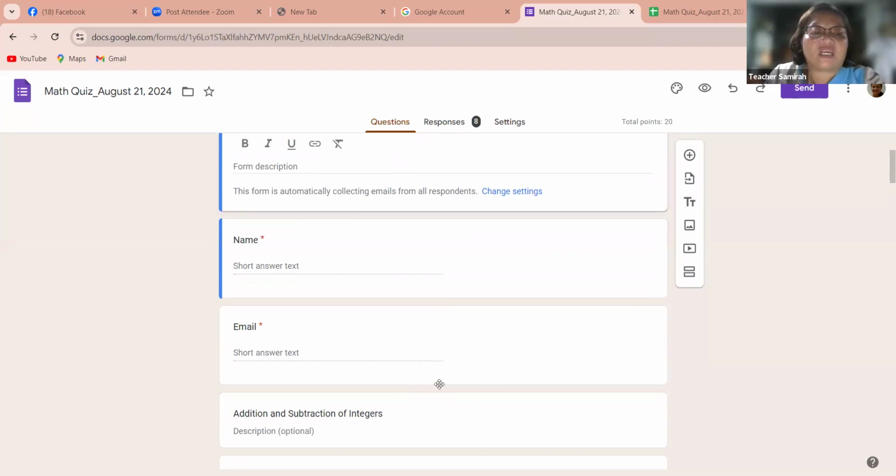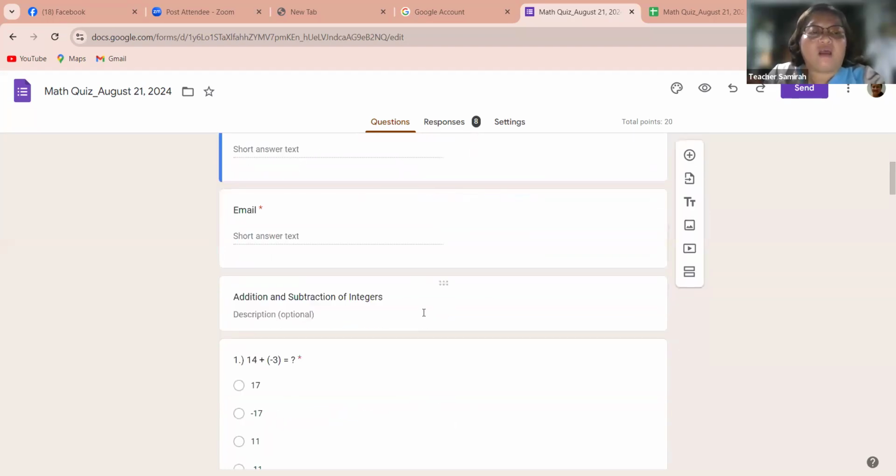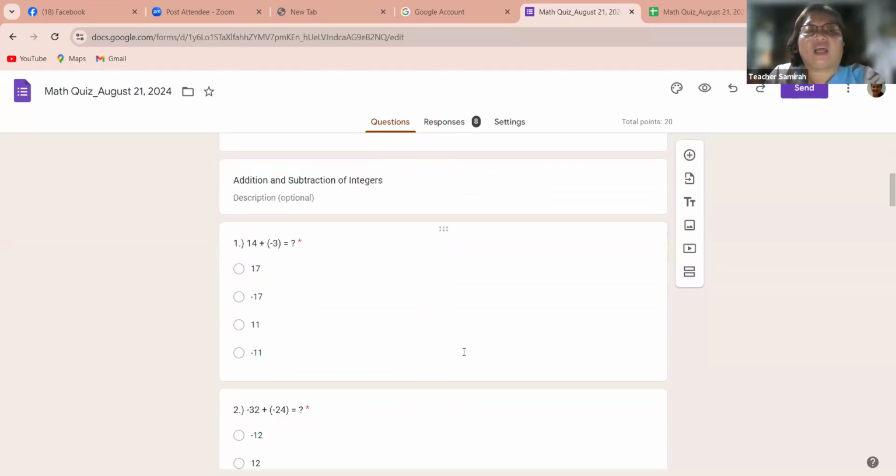So this is all about the math quiz and the quiz was all about the integers, the operations regarding integers. The first part of the quiz is all about the addition and subtraction of integers. We were able to discuss the different rules regarding the addition and subtraction of integers as well as the multiplication and division of integers. So when we talk about the rules regarding the addition of integers, there are actually three rules, right?